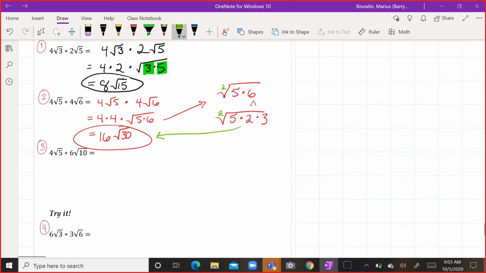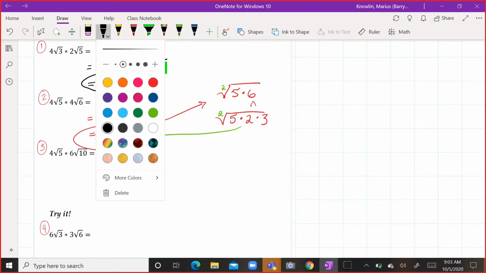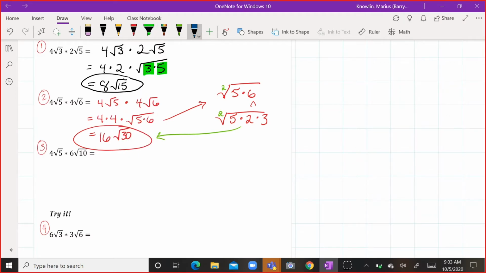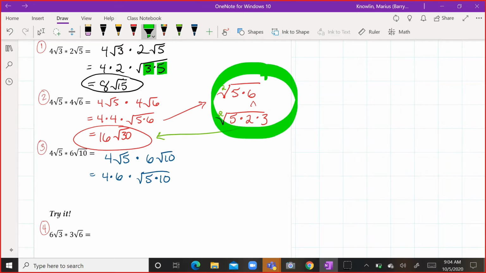Let's go to number 3. So we first want to start off with rewriting it. That's going to give us 4 square root 5 times 6 square root 10. When we regroup it using the commutative property, we're going to do 4 times 6 times the square root of 5 times 10. Now, in the simplifying process, what I did last time, I should have done that first instead of last, but let's go ahead and do that first for this one.